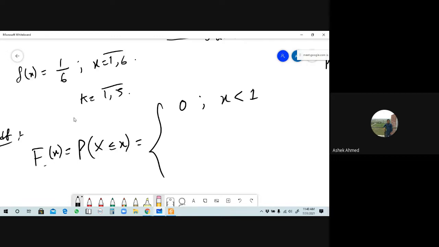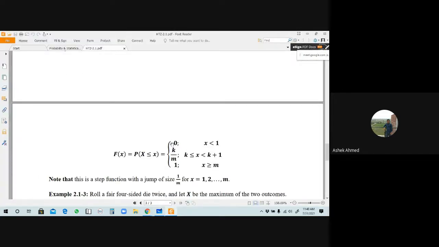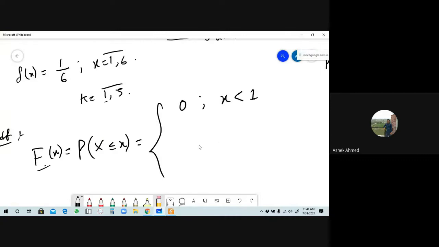What is the lower limit? 1. When x is less than 1, what will its corresponding probability, the cumulative frequency, the distribution be? Respond. For the first case, tell me, when the value of x is less than 1, the CDF is 0, is it right? Yes, sir. Okay, now we will define this k by n. Let us write it separately, then I will explain.